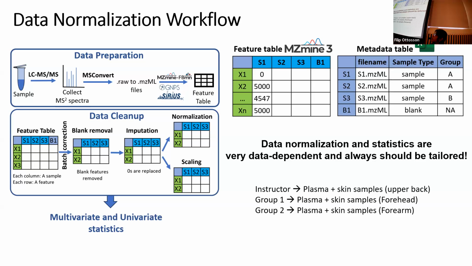And a little recap of the data that we're using. We have plasma and skin samples. Skin samples were taken at 3 different locations: upper back, forehead, and forearm. All these subjects have been administered the drug diphenhydramine, and we are monitoring the drug and the drug-related compounds at different time points, with samples taken at different time points from these plasma and skin samples. The instructor team, for this session and the next session, will be working on the upper back samples, and the assigned groups will be working on your forehead and forearm samples. So in the script, you have to change it according to your data.